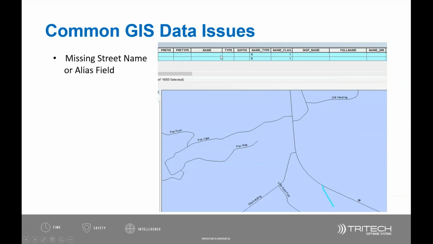My apologies for this slide. Screen's not very clear. Missing street name or alias field. That's another problem we find. So in this case, down here at the bottom, might be kind of difficult to see, but there's a highlighted street segment here that doesn't have a name. If you open up the attribute table, there's not a name in here at all. So if there's a record that should fall on either side of this line, it's not going to be matched or mapped.